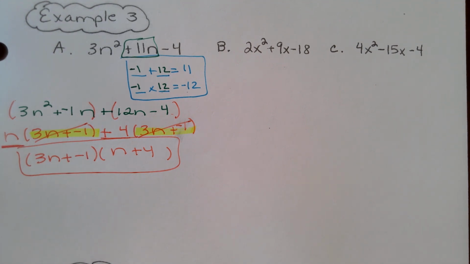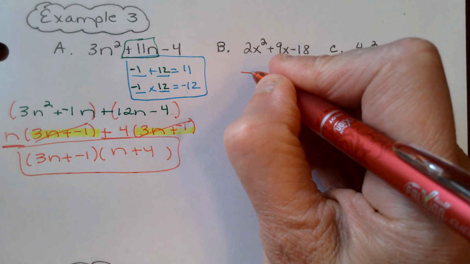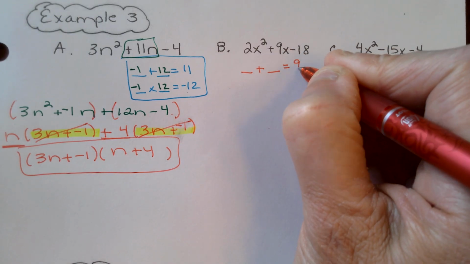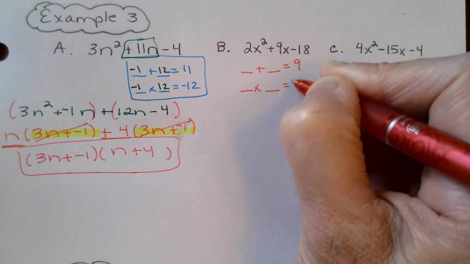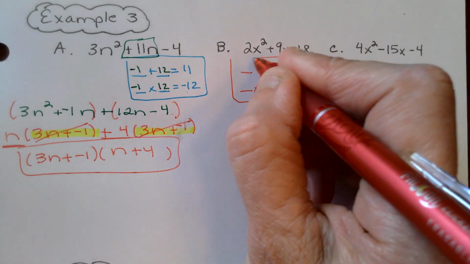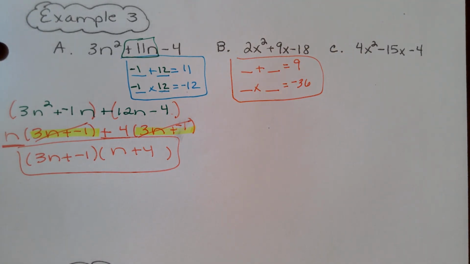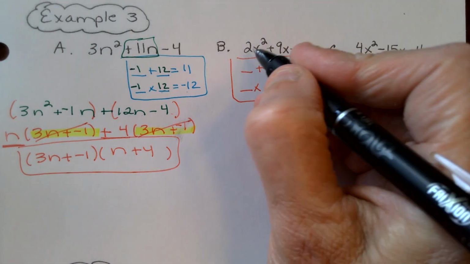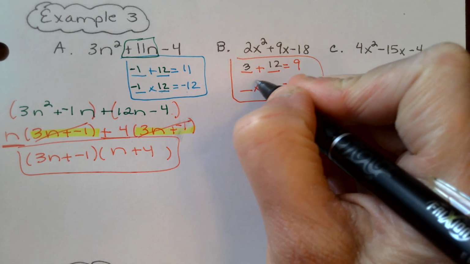All right, we got 2 more to practice. What plus what equals 9? What times what equals a negative 36? So go ahead and take a look at that. See if you can figure out what that will be. 2 and 18, no, 3 and, oh, 3 and 12, does that work? I think 3 and 12, I think we hit it. All right, so 3 and 12.